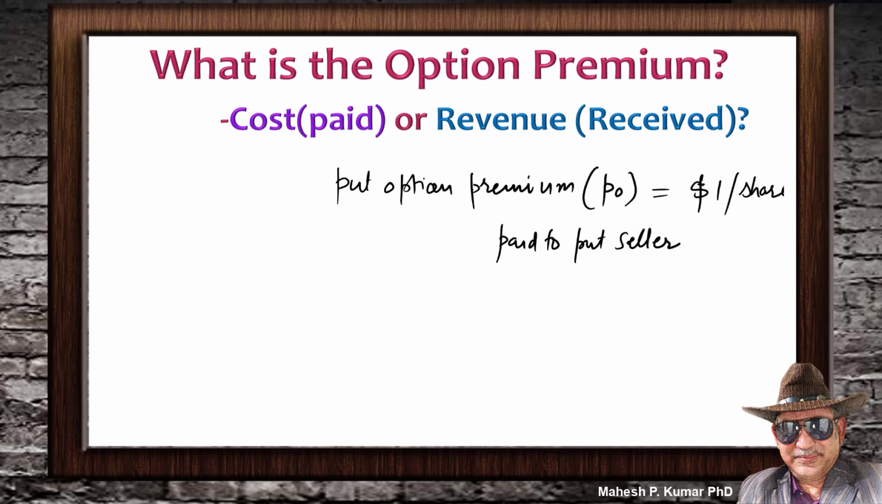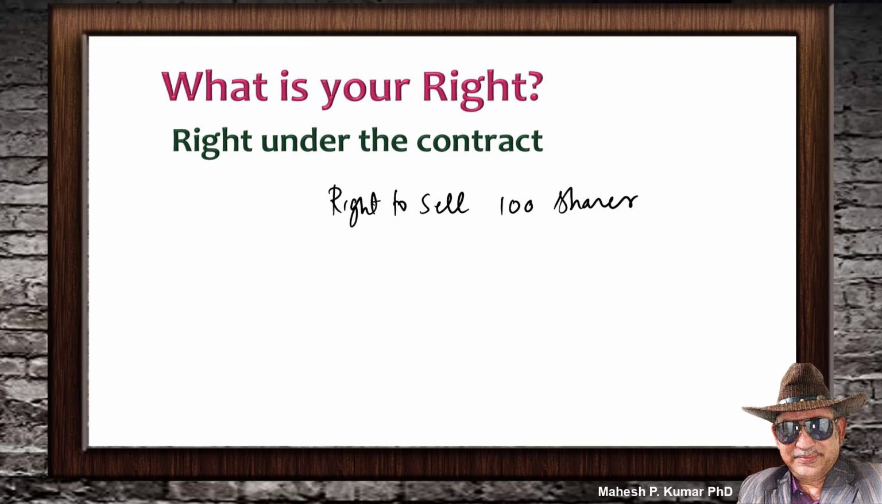What is your option premium? The option premium is the amount that you have paid. In this case it is $1 per share, and you have paid this option premium as put option buyer to the put option seller. What is your right as put option buyer? By paying this put option premium to the put option seller, you have acquired the right to sell the shares, and you have acquired the right to sell 100 shares since it includes one option contract.